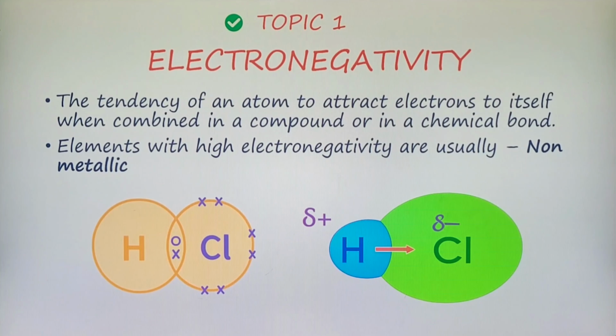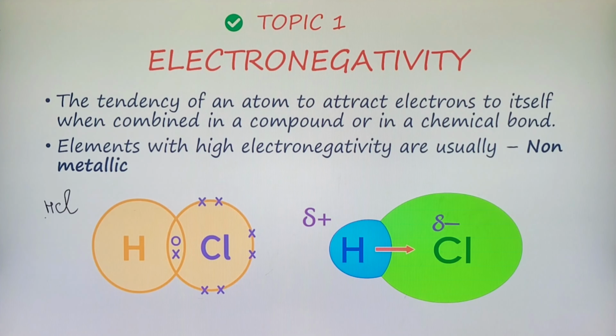Okay. So now let's start with the definition. What is electronegativity, children? It is the tendency of an atom to attract the shared pair of electrons towards itself when it is combined in a compound or in a chemical bond. Okay, once again children, let us read the definition. It is the tendency of an atom. For example, here they have given you an example of a compound or molecule called HCl. What is HCl? HCl is nothing but hydrogen chloride.